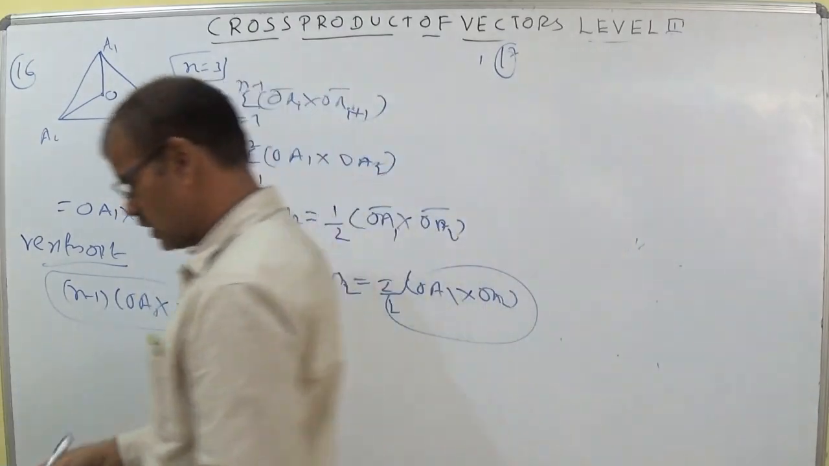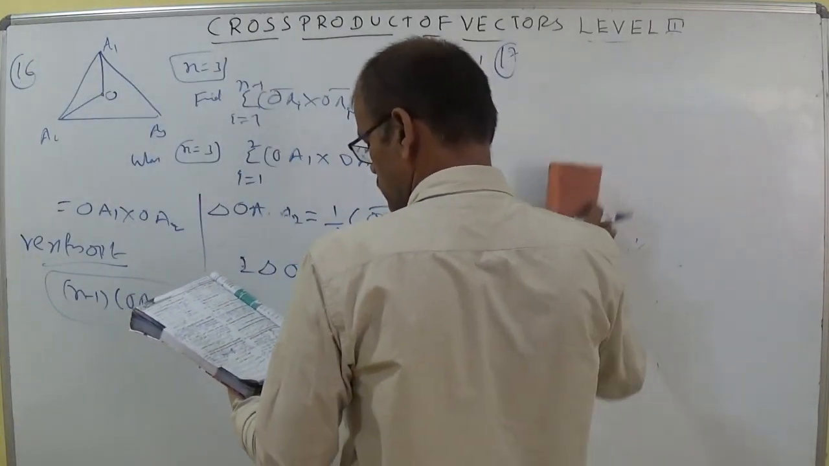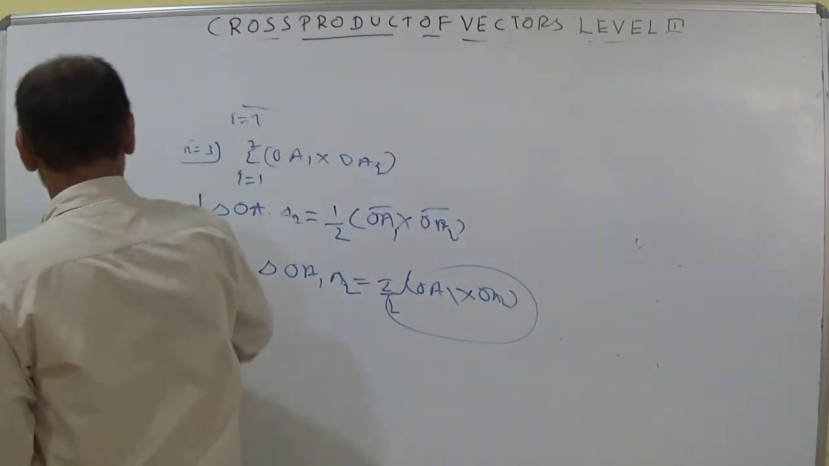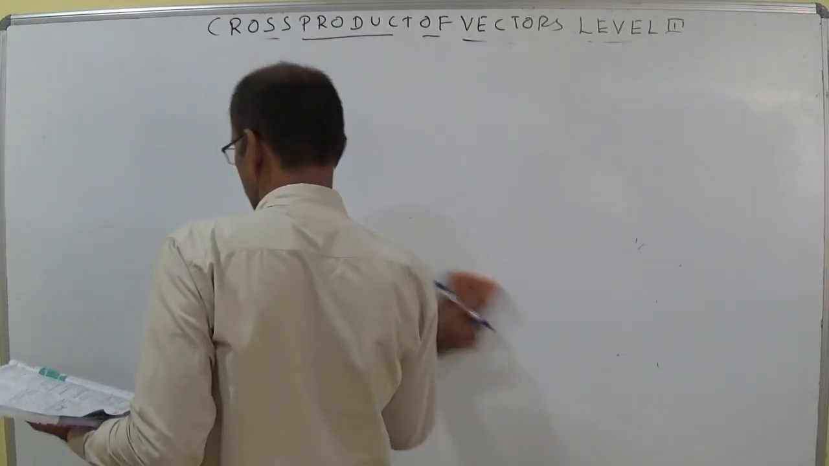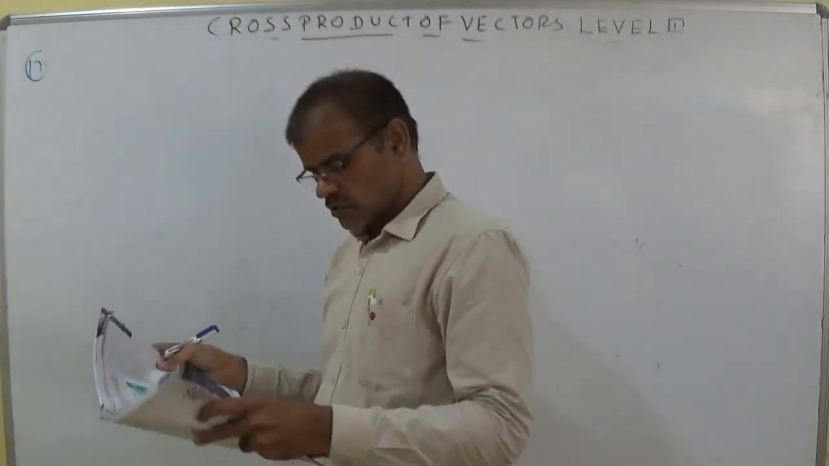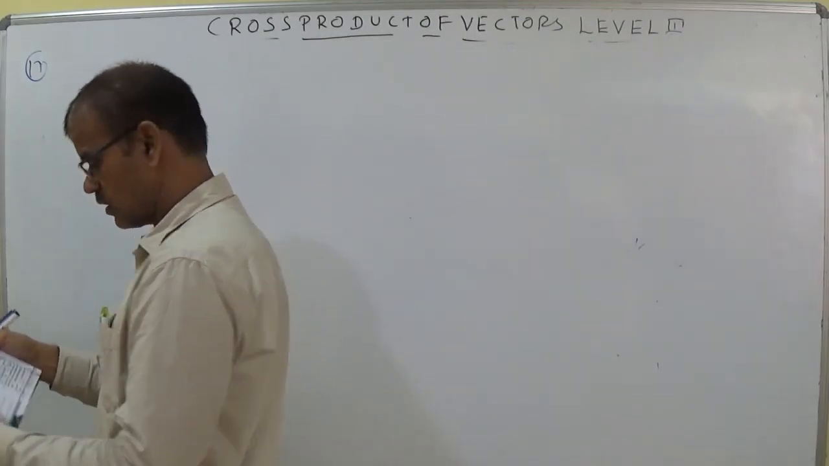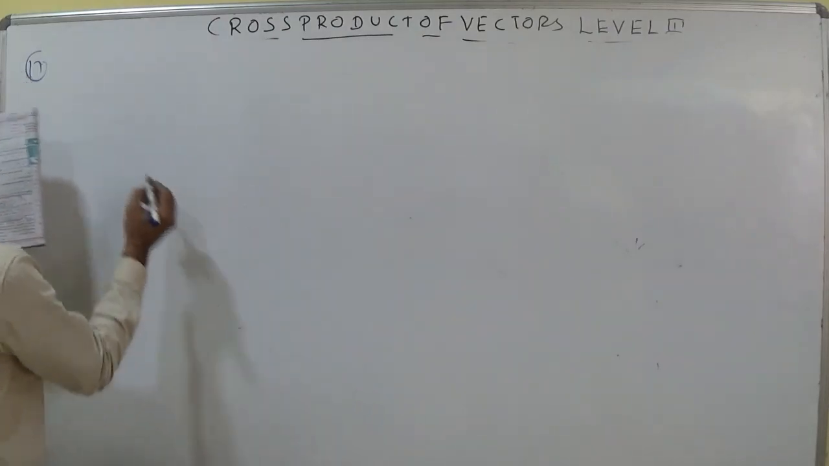17th one: for any four points P, Q, R, S, the expression is equal to 4 times the area of the triangle. What is the value given and what should you calculate to discuss? Total 17, 18, 19 sums are there, and in the 17th one, for any four points PQRS equal to 4 times the area of the triangle he is asking.